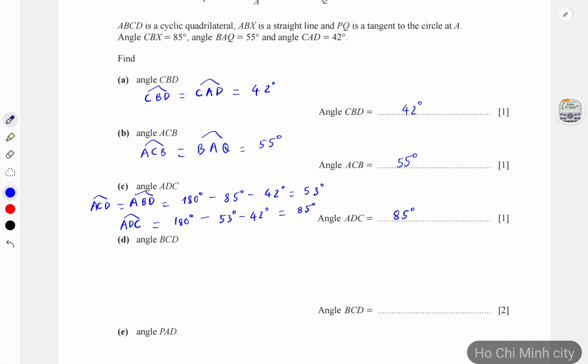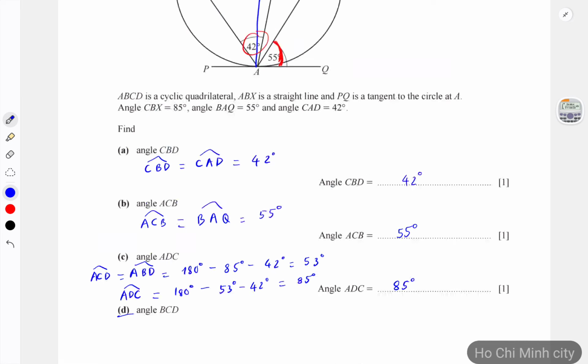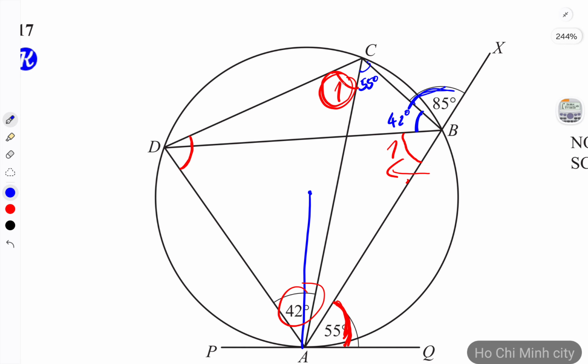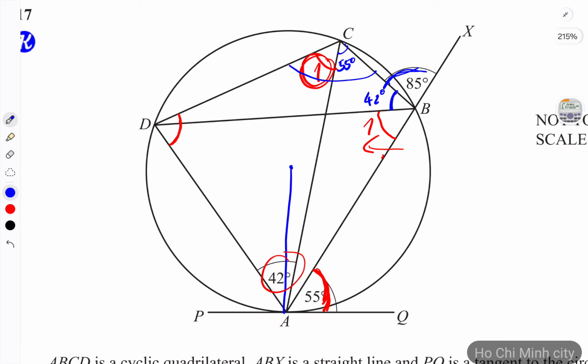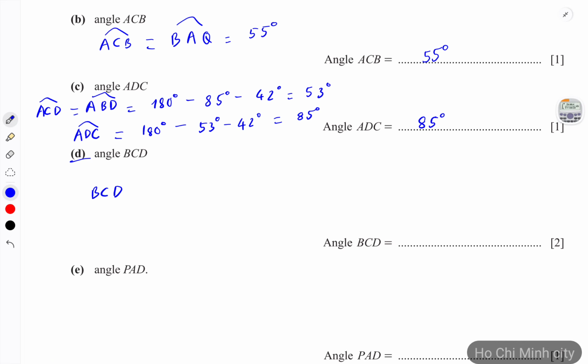And the last one. Sorry, the part D. We have two parts left. The angle BCD. BCD is the big one. So we take the sum of two smaller ones. That is 55 plus ACD. BCD is going to be 55 plus the smaller one, 53. And we have 108 degrees.